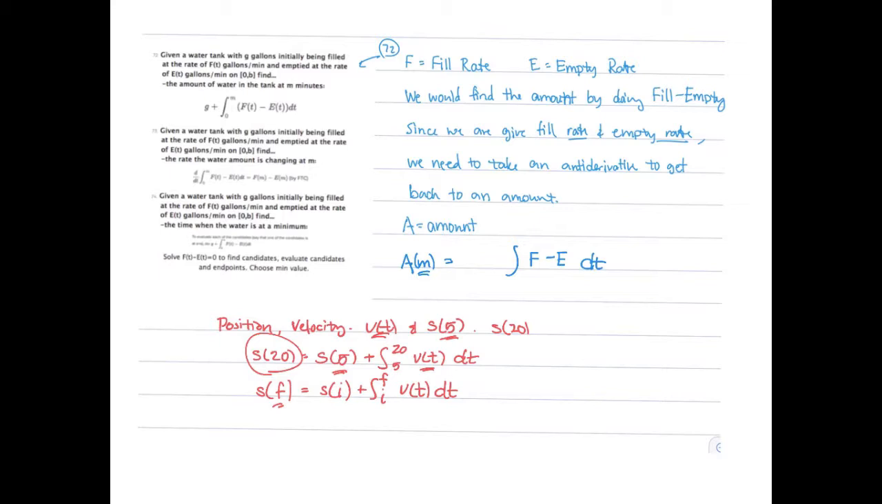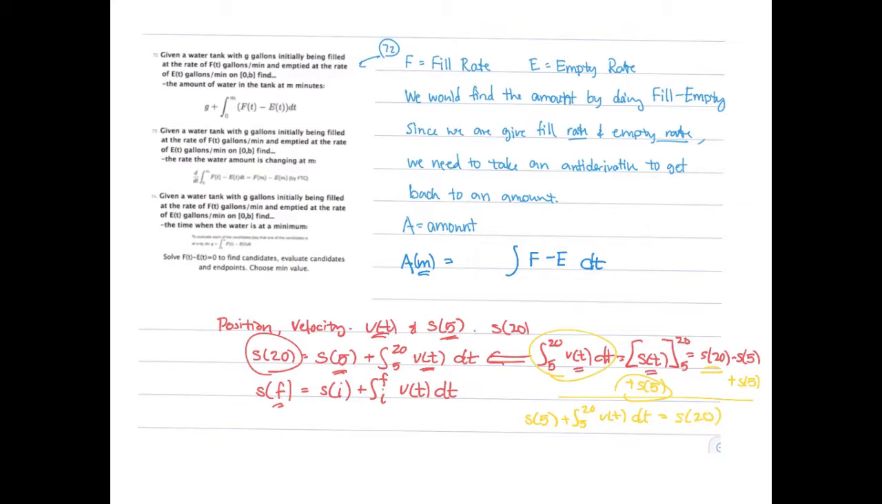And just think about it this way. Let me start with concrete numbers. Evaluate the integral from 5 to 20 of V of t dt. That's going to be S of t evaluated from 5 to 20, because the antiderivative of V of t is S of t, which is S of 20 minus S of 5, right? So if I were asked to solve for S of 20, which is what I'm being asked here, you would add S of 5 to both sides. And we would get the integral plus S of 5 is equal to S of 20. So that's how I do these problems in general.